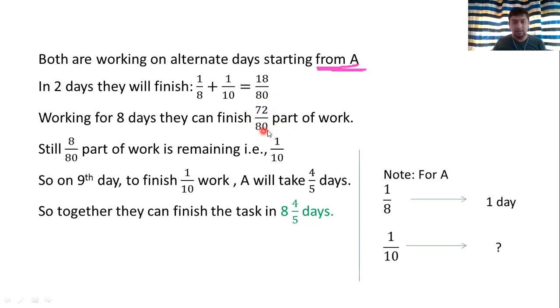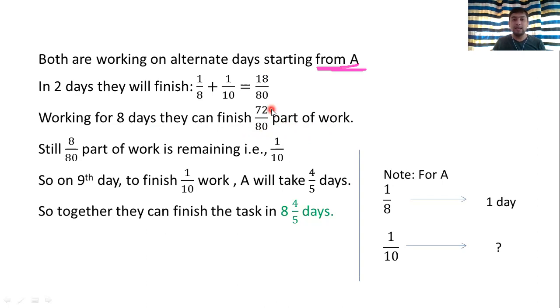When this fraction turns into 1, that means the numerator should be 80 and the denominator is 80. So when you get 80 by 80, you will say that A and B have finished the task. Now we have found out that working for 8 days, they have finished 72 by 80 part of the work. So what is the remaining work?